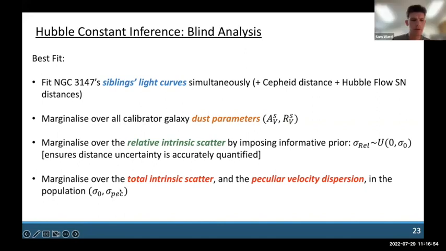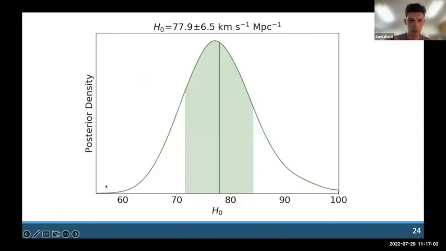And the final thing we do is marginalize over the total intrinsic scatter in the Hubble diagram, as well as the peculiar velocity dispersion. So we unblinded this week and we've done a long MCMC fit.